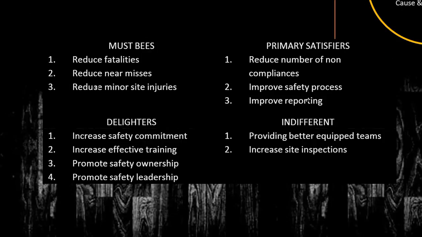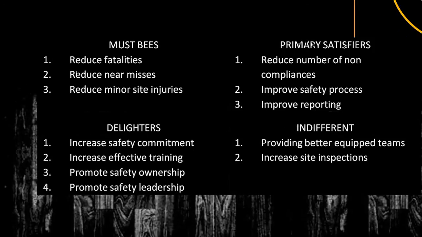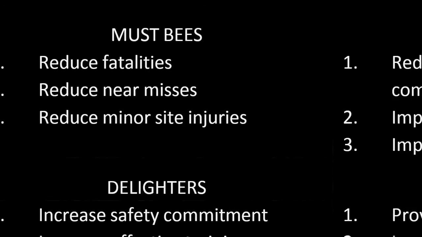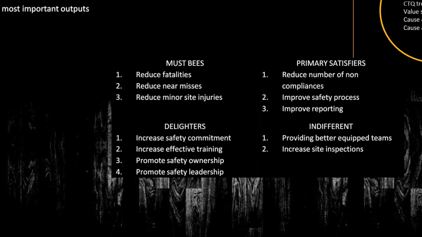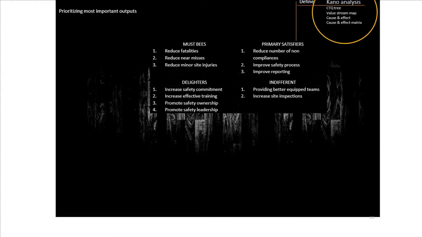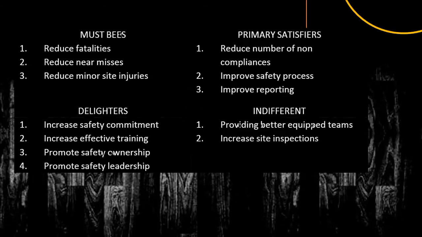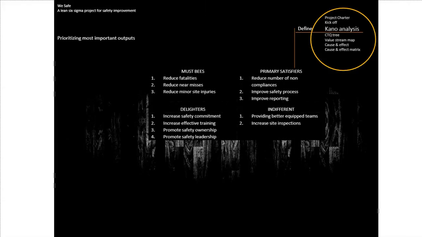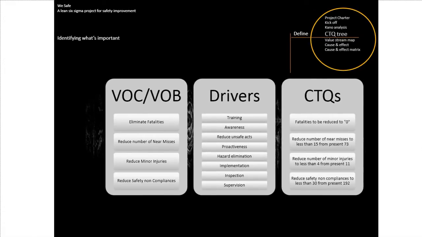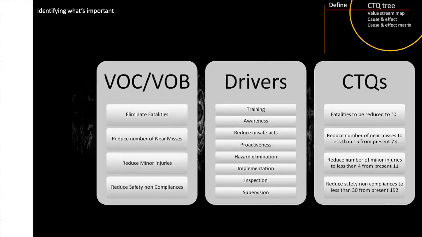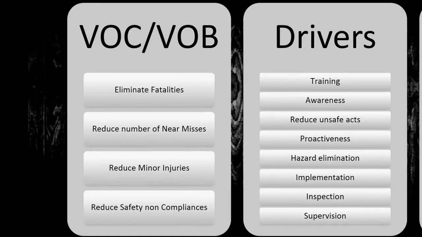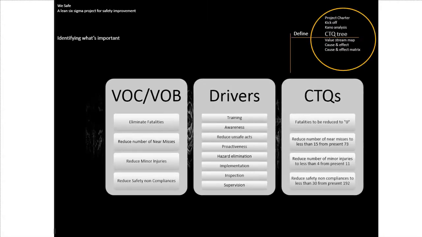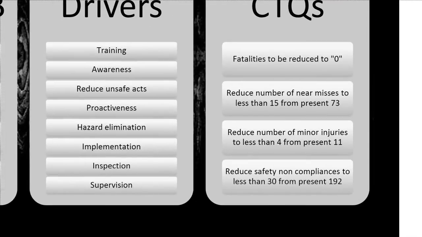Let's move to the Kano analysis, using which we have prioritized the must-be's and primary satisfiers. Reducing fatalities, near misses, and minor injuries tops our list. Also, reducing non-compliances, improving safety process, and reporting fall within the high importance range. Let's arrive at key process output variables, which are derived from our voice of business. The driving factors that have high importance are listed here. Currently, our CTQs translate into the following as per the table.